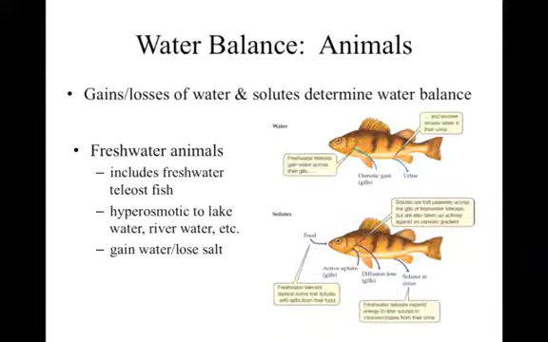And so freshwater teleost fish, even though they evolved in the water, they do tend to be slightly saltier than the water around them, even though they evolved in freshwater. Because they are slightly saltier, they tend to take on too much water and lose salt, right?